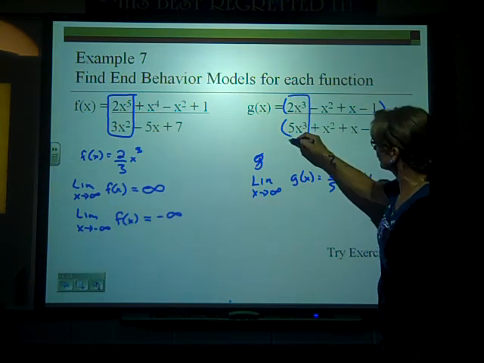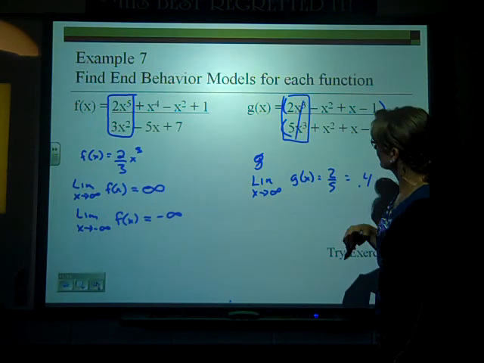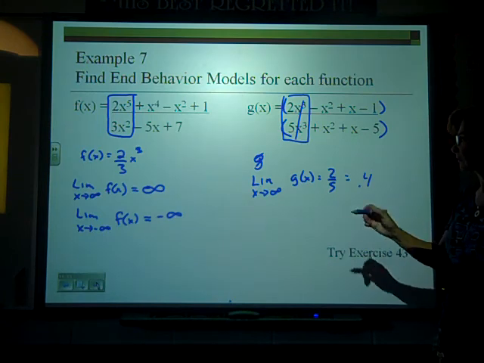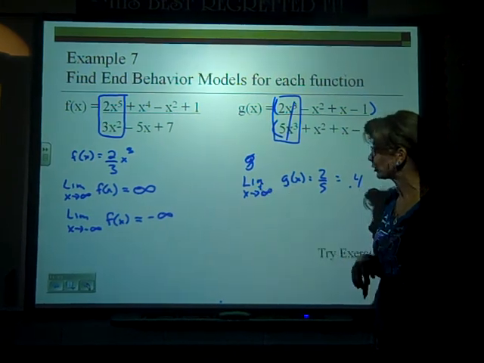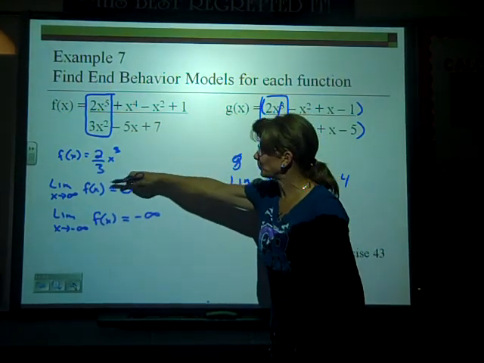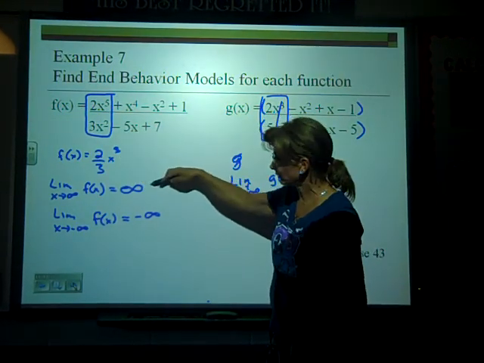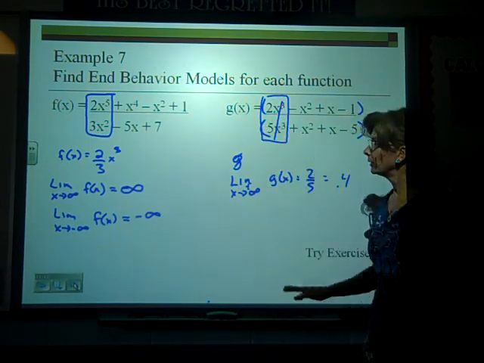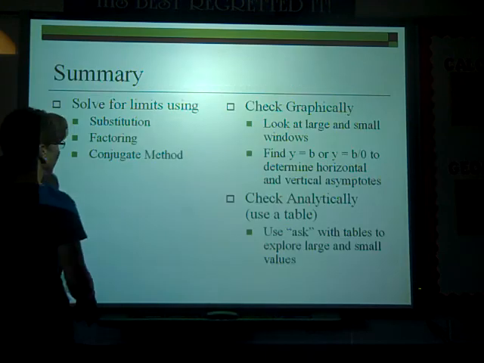So all you're doing, you're looking, cancel out what you can, and what's left is the limit. It's a constant, so that's the limit as x goes to positive or negative infinity. This one had a variable term in it, so you're going to have to put in very large numbers and very large negative numbers to see what's going on with that. So that's how we're going to do end behavior.